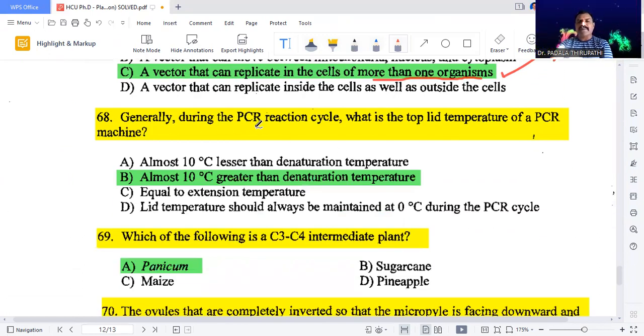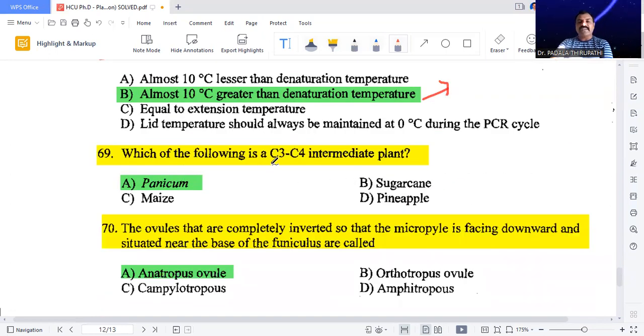Generally, during the polymerase chain reaction, the PCR reaction cycle, what is the top lid temperature for the PCR machine? That is almost 10 degrees centigrade greater than the denaturation temperature. Okay. Then which of the following is a C3 to C4 intermediate plant? That is Panicum. Panicum plants are the intermediate plants between C3 plants and C4 plants.